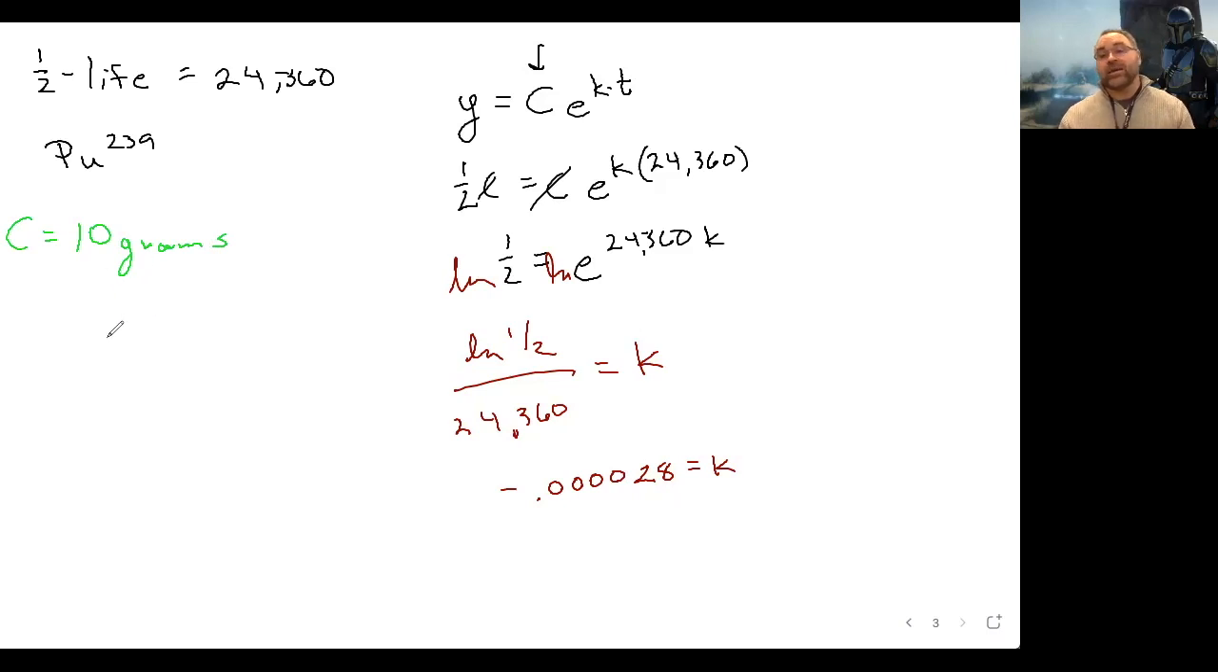So we have to wait. And we need to know how long we will have to wait to be really safe, till 1 gram remains. Well, that's what I was saying earlier, these questions usually come down to this: you've solved for your constant, you know that C is the initial quantity, now answer this question. I want to wait till I have 1 gram, starting from 10.